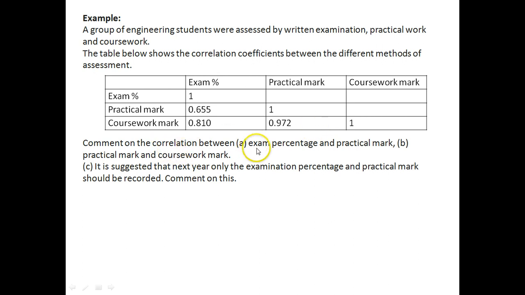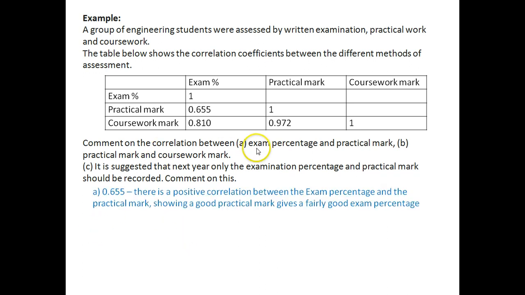Comment on the correlation between the exam percentage and the practical mark, and between the practical mark and the coursework mark. Then it is suggested that next year only the examination percentage and the practical mark should be recorded. Comment on this. So, the exam percentage and practical mark have a correlation of 0.655. There is a positive correlation between the exam percentage and practical, showing a good practical gives a fairly good exam percentage.